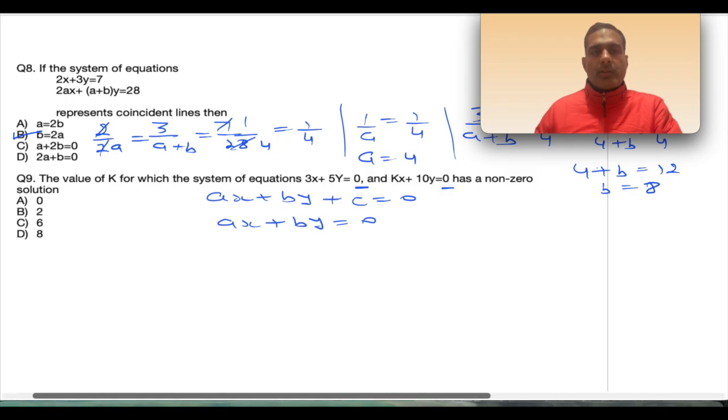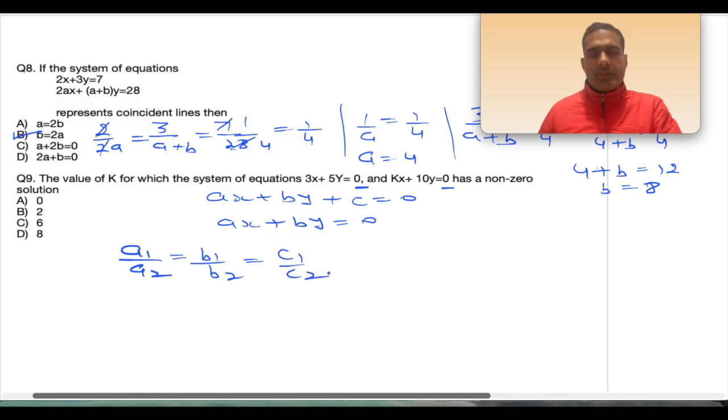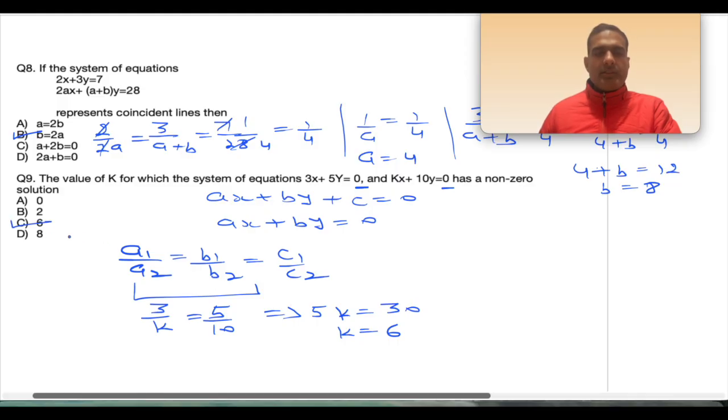And we know the condition for coincident lines is a1 by a2 is equal to b1 by b2 is equal to c1 by c2. As in this case c1 and c2 are 0, that doesn't make any sense. So I have to make these two ratios equal. So 3 by k should be equal to 5 by 10. If we cross multiply, we get 5k is equal to 10 times 3, that is 30. So k should be equal to 6. So algebraically we can find it in this way, and graphically we have already seen.